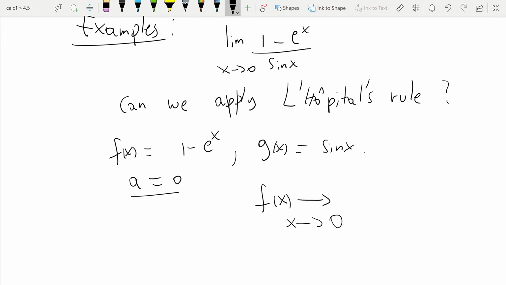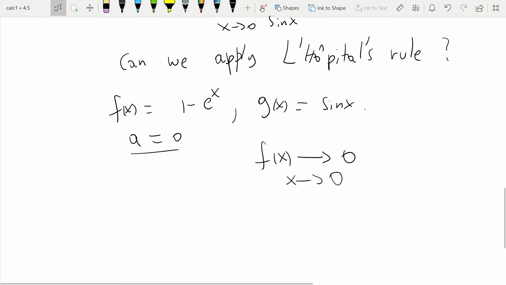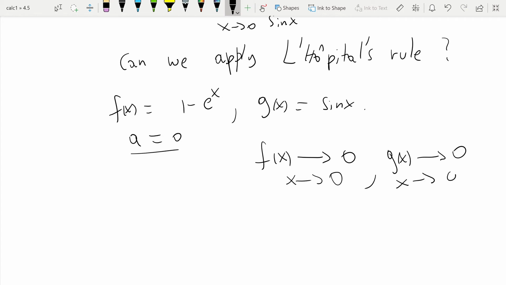Well, this is the same as 1 minus e to the x, and e to the 0 is 1, so this goes to 1 minus 1, which is 0. Okay, so f of x goes to 0. G of x, which is sine of x, also goes to 0. Sine of 0 is 0. So the first part is done.